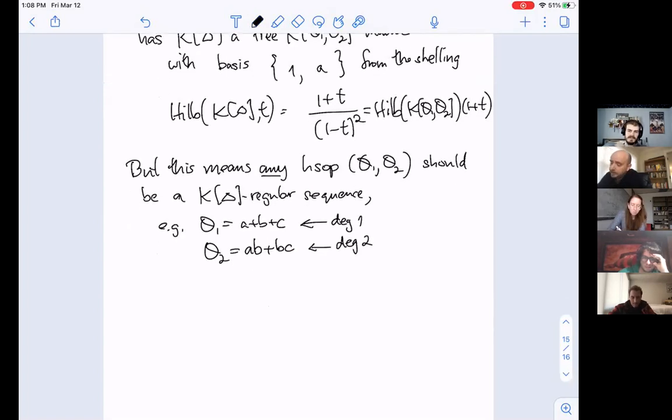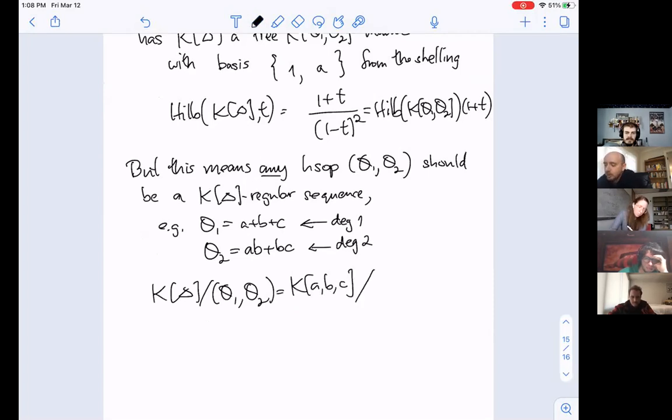And let's just check, right? The Hilbert series. So I'm going to look at, actually, let's just look at the quotient by these two. I want to convince you that this is a system of parameters. So we start with the 3 vertex variables. We had to mod out.